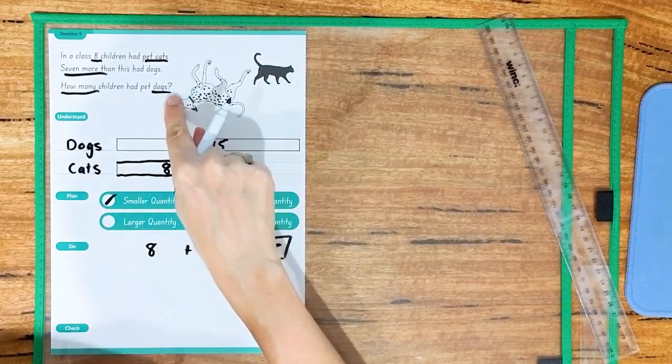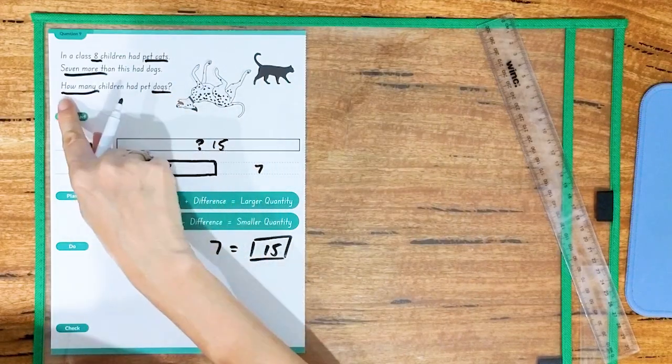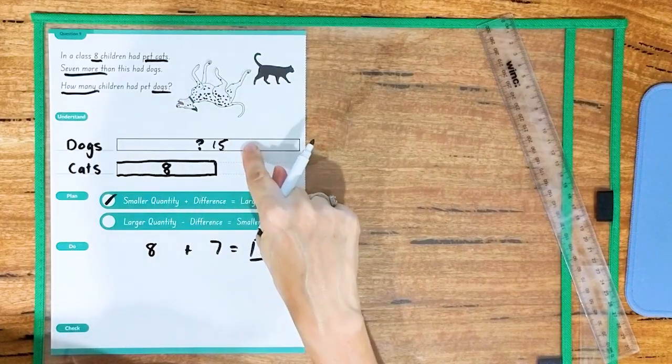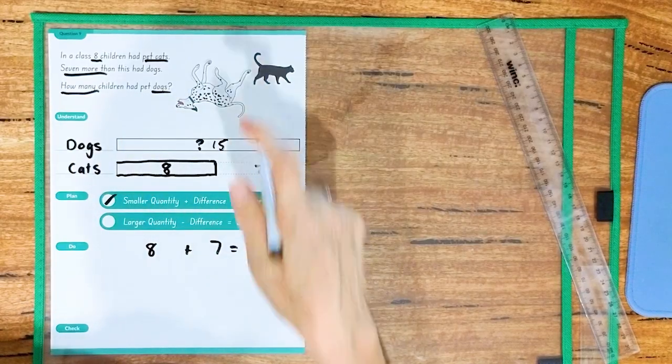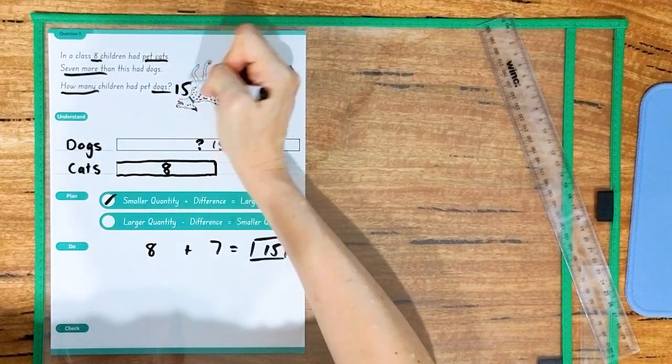The last thing I'm going to check is the question. How many children had pet dogs? 15 children had pet dogs.